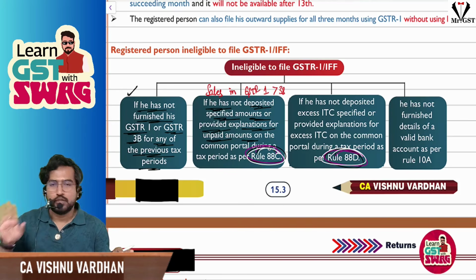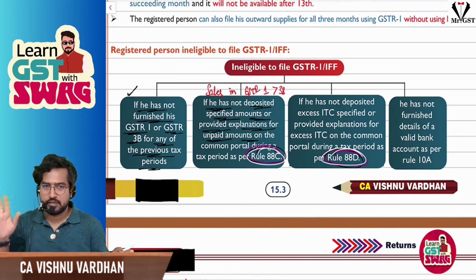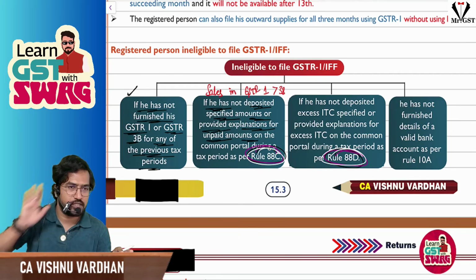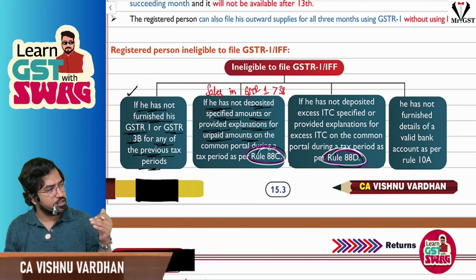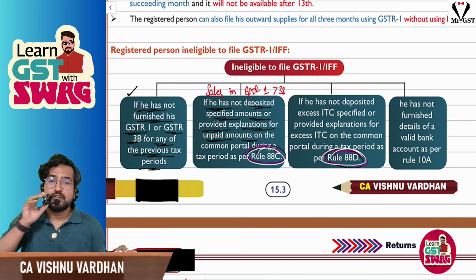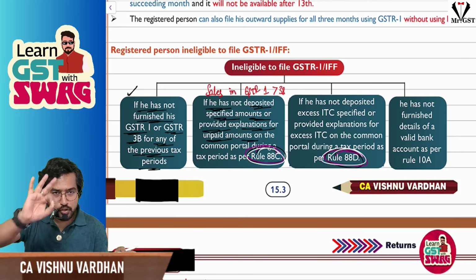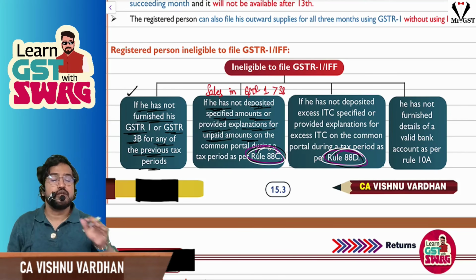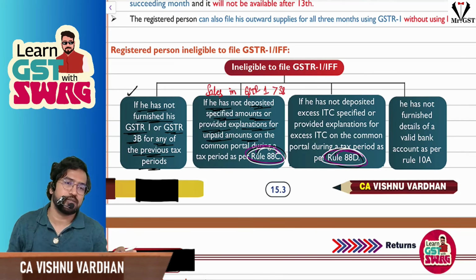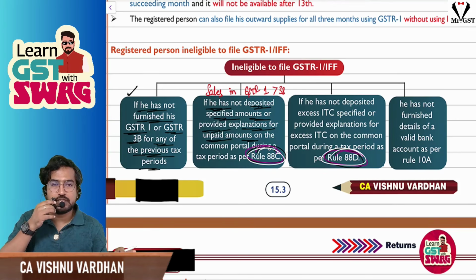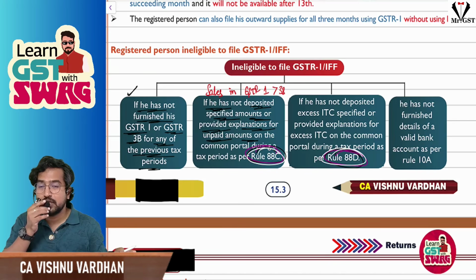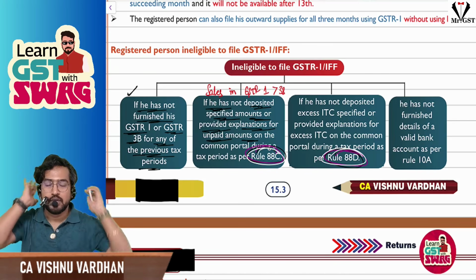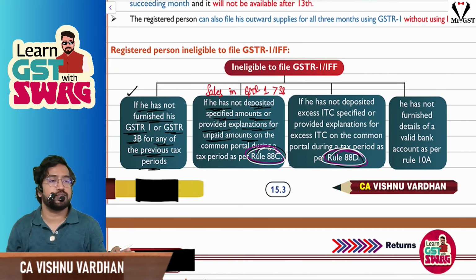Clear? You will say, yes, sir, I am liable. Pay it. You say, no, sir, I am not liable, this is the reason. If the reason is satisfactory, that fellow will say, okay. If reason is not satisfactory, recover the tax. For that, Rule 88C notice is triggered. You are ignoring that notice. You will not be allowed to file next month's 1. I am not saying your reply was not okay. I am saying you are not replying only.